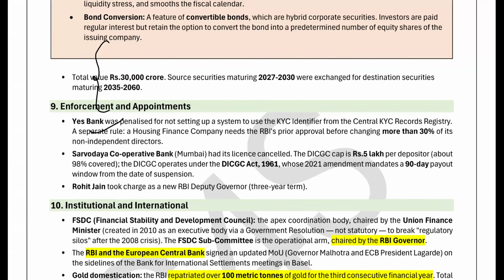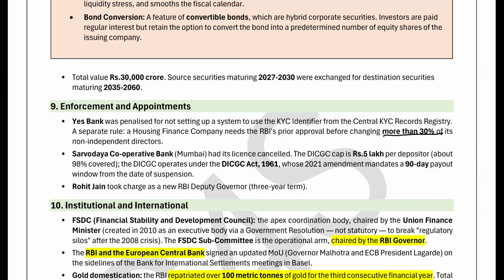Now try to understand. Yes Bank was penalized for not setting up a system to use the KYC identifier from the central KYC record registry, a separate rule. A housing finance company needs the RBI prior approval before changing more than 30%. कितना data याद रख लेना. More than 30% of its non-independent directors.